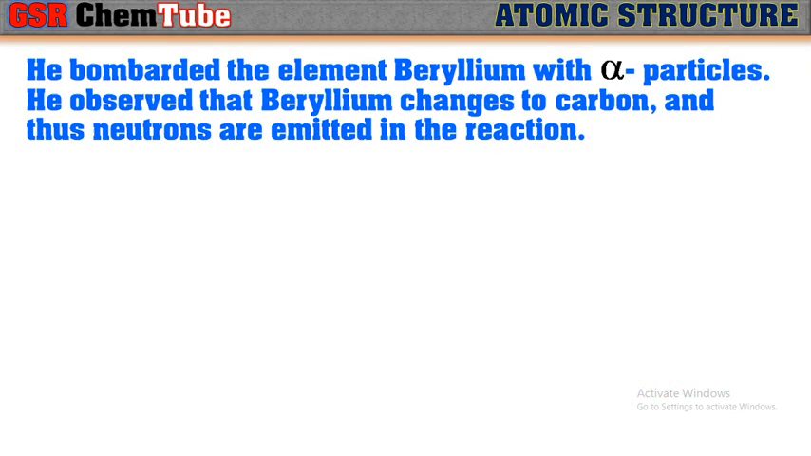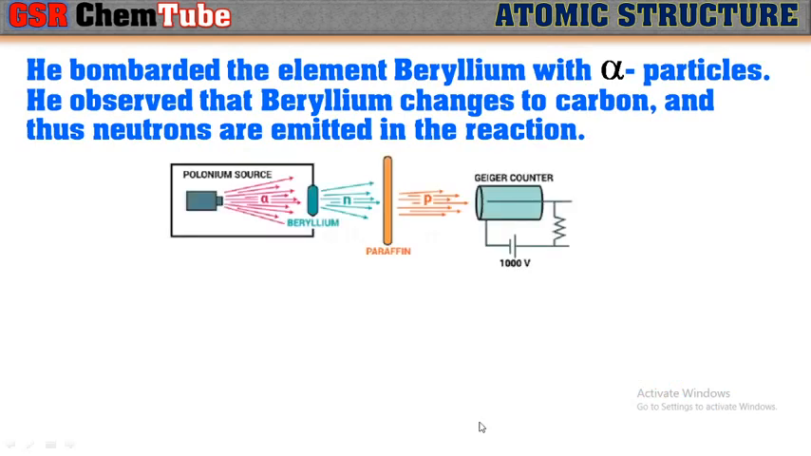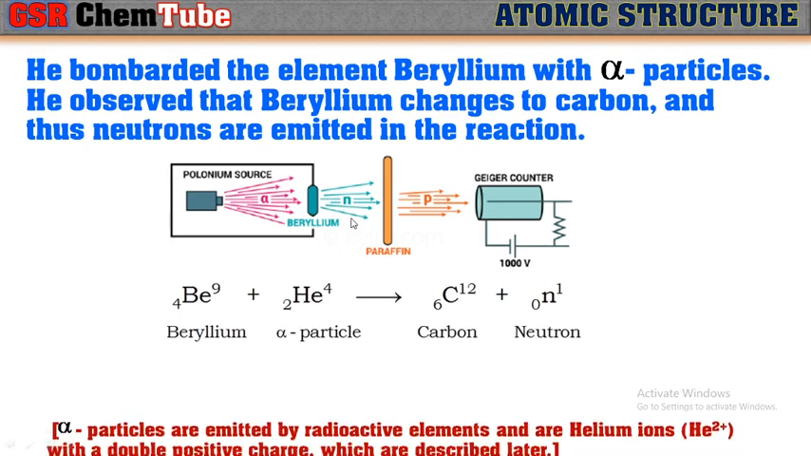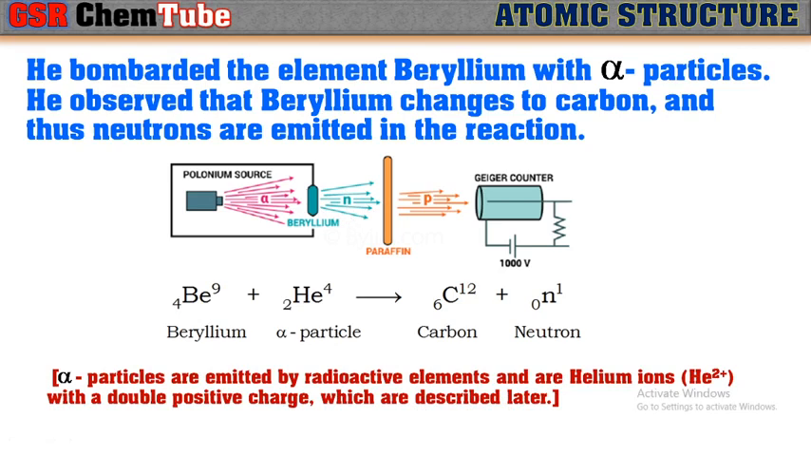He bombarded the element beryllium with alpha particles. So alpha particles he passed on to the beryllium atom to bombard it. Here it is happening. He observed that beryllium changes into carbon and thus neutrons are emitted from this reaction. Here alpha particles means helium ions or doubly charged positive ions, and these are emitted by radioactive elements.